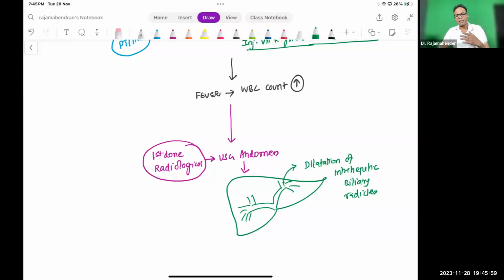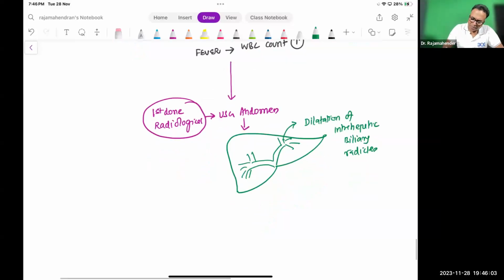So because of obstructive jaundice, there is dilatation of intrahepatic biliary radicals. And you can see whether there is a stone or any cancer, but though it is not conclusive, you can get an idea whether the gallbladder is enlarged or whether the gallbladder is having any stone. All these things you can find out in an ultrasound. But it is not confirmatory evidence, but it is a first done investigation.